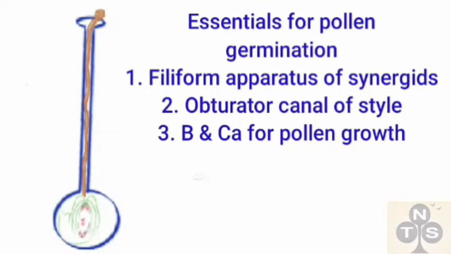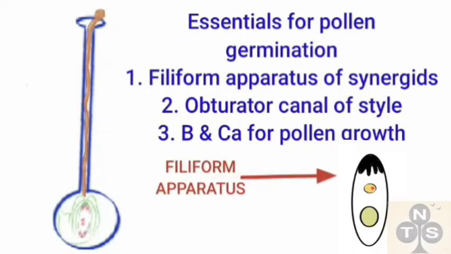The primary one is the filiform apparatus of synergids, which is a specialized cell wall thickening. The filiform apparatus secretes biochemicals to attract the pollen tube chemotropically. The growth of the pollen tube is guided by the obturator canal inside the style. The last one is boron and calcium, which are essential for uniform growth of the pollen tube.